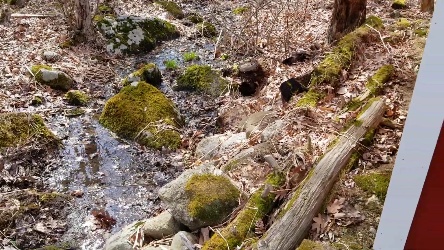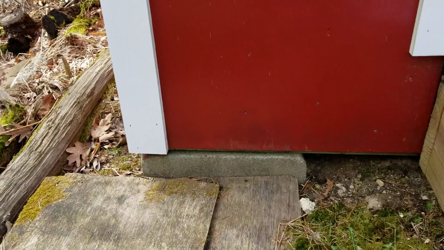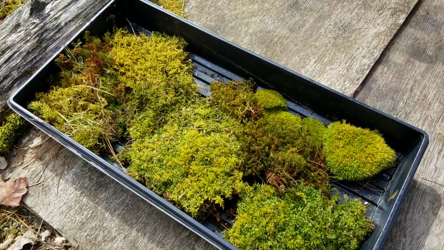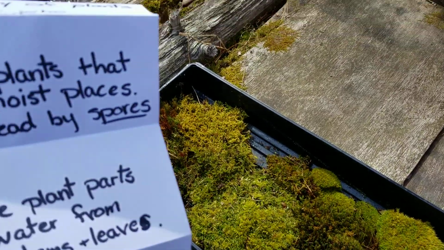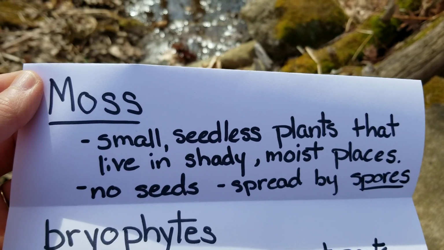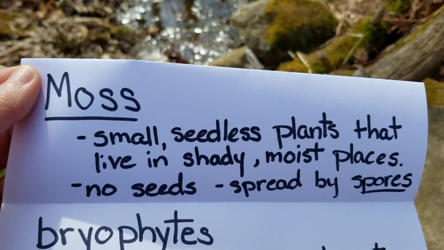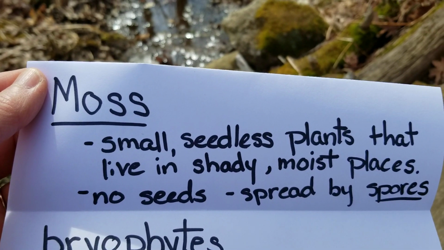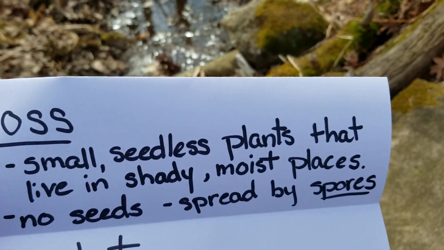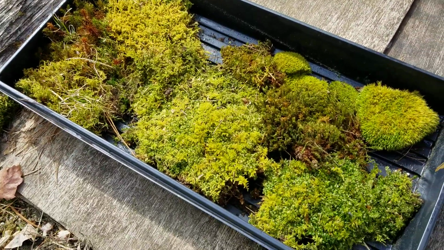Moss is a plant. They are a small seedless plant. Here's a picture of, there's my shed. These are some examples that I pulled together. Moss are small seedless plants that live in shady, moist places. I bet you've seen it in a lot of different places. They don't have seeds. They don't put out flowers like we're used to. They spread by spores. It's tiny, tiny microscopic parts that you can't see with our eyes.